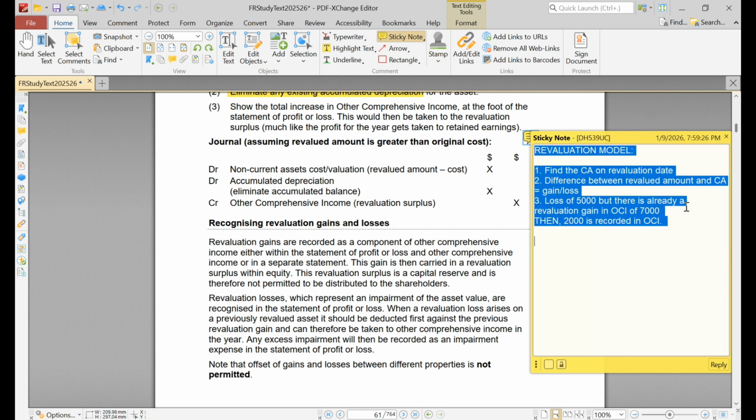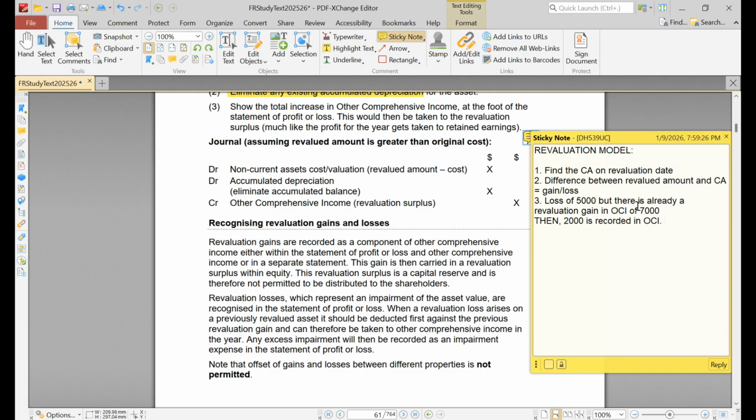All right, and then when you revalue the asset from that date, the new revalued amount becomes the carrying amount. On the date of revaluation, that new revalued amount becomes the carrying amount, and then from there you charge depreciation normally. Now let's read through it as well.